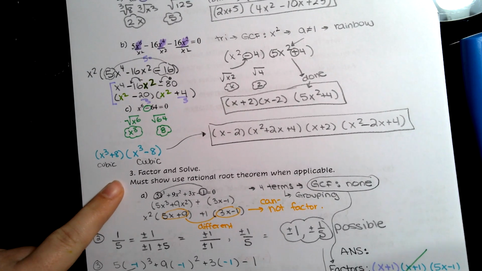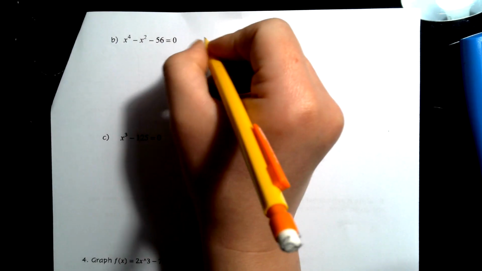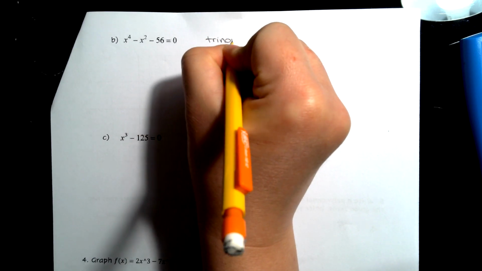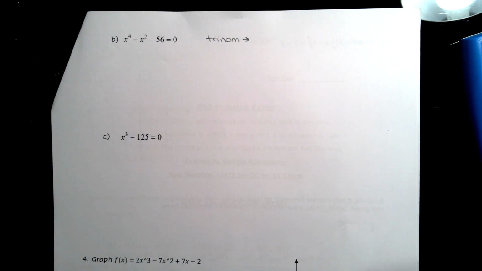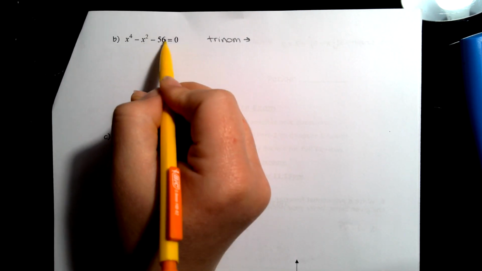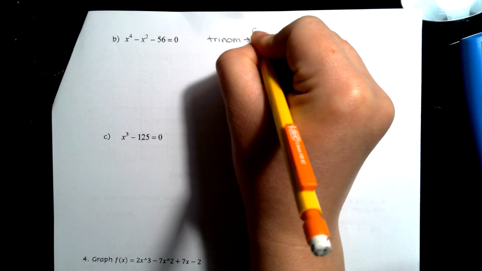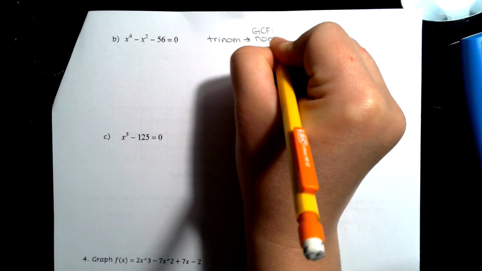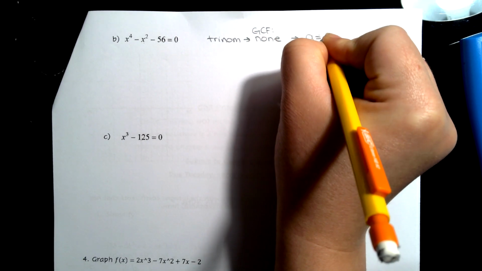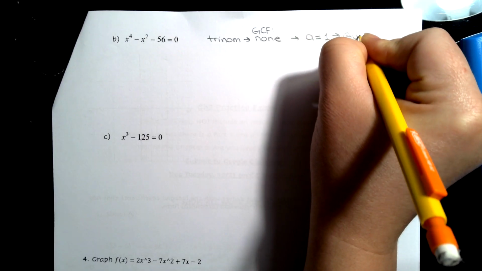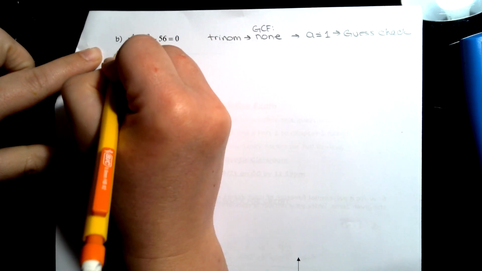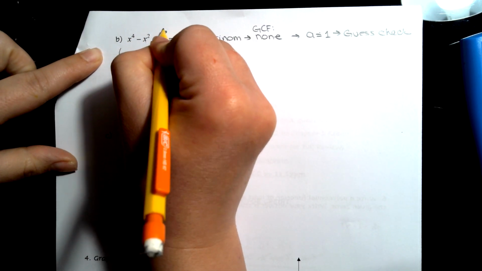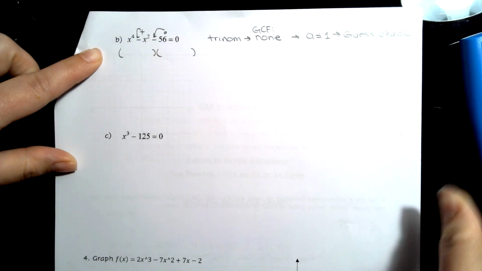Okay, it's still asking us to factor and solve, so we're going to continue. So what do I see? I see a trinomial. Leading coefficient is 1, so that means numerically we are not going to have a GCF. That's a number. I have an x, no x, so that means no GCF. I do see a leading coefficient that is 1, so that means I'm going to use guess and check. Two numbers that multiply to 56 but add up to negative 1.